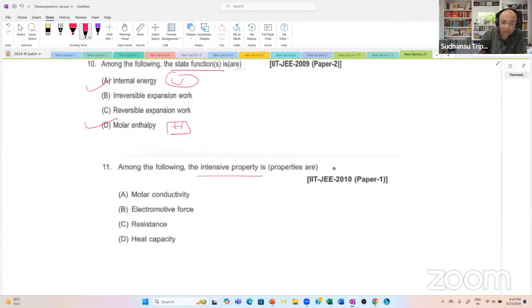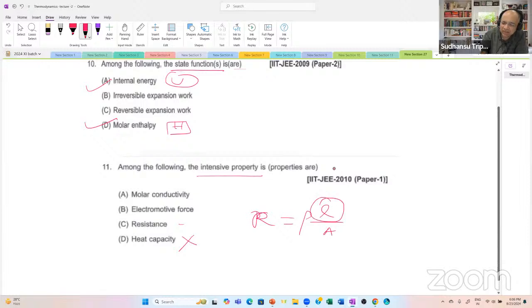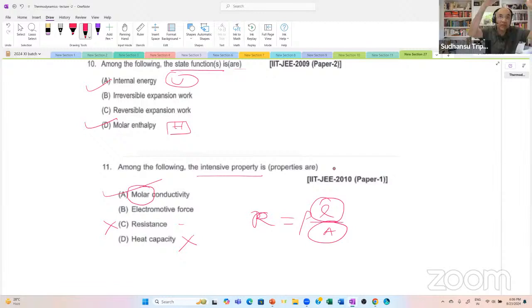Now, out of this, heat capacity is mass dependent. Had it been specific heat capacity, it is mass independent, intensive. Resistance, R is equal to rho L by A, so it depends on the mass, size, and all that. So we are left with molar conductivity. Since it is molar, whether you take 1 mole from the entire bulk or from there, molar conductivity is an intensive property.